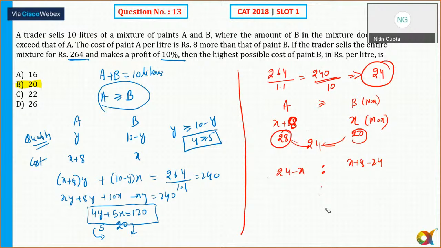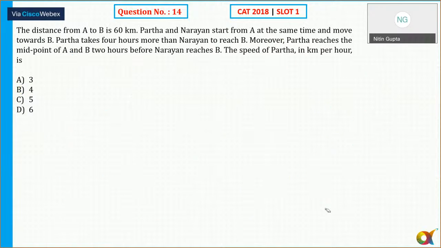All right, guys. So let's move to the next slide. Question 14 from arithmetic. It says the distance from A to B is 60 kilometers. So that is A to B. It is 60 kilometers.